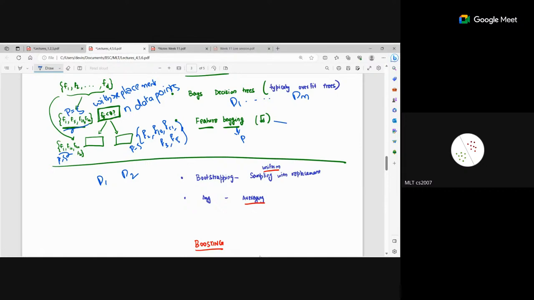So that's a random forest model. Generally the feature bagging is the p value, which I told. That p value cannot be very less, and it cannot be equal to d also. The preferred p value is equal to square root of d.